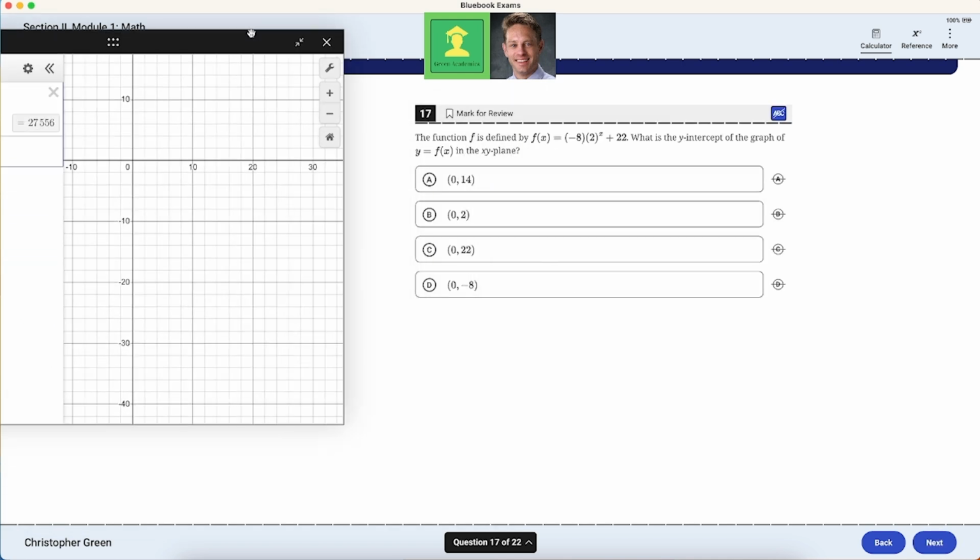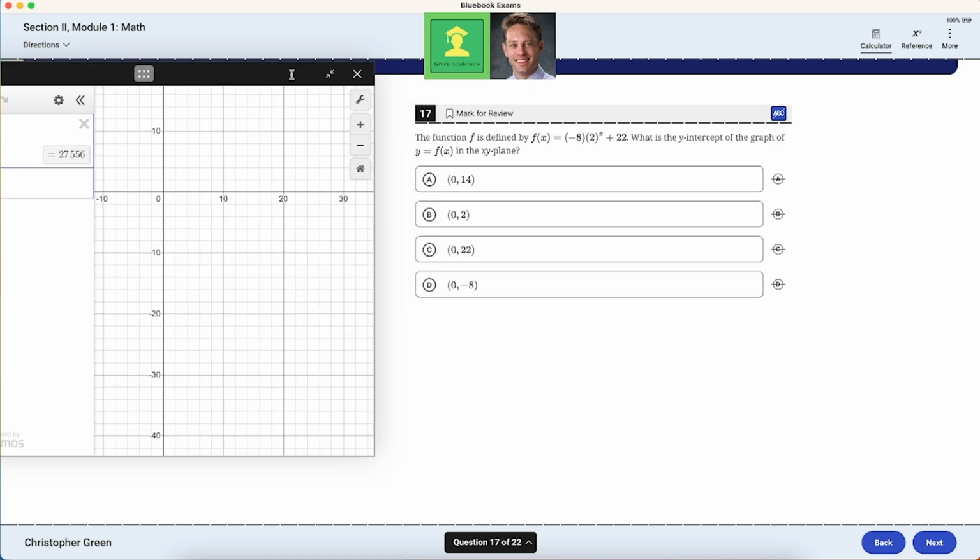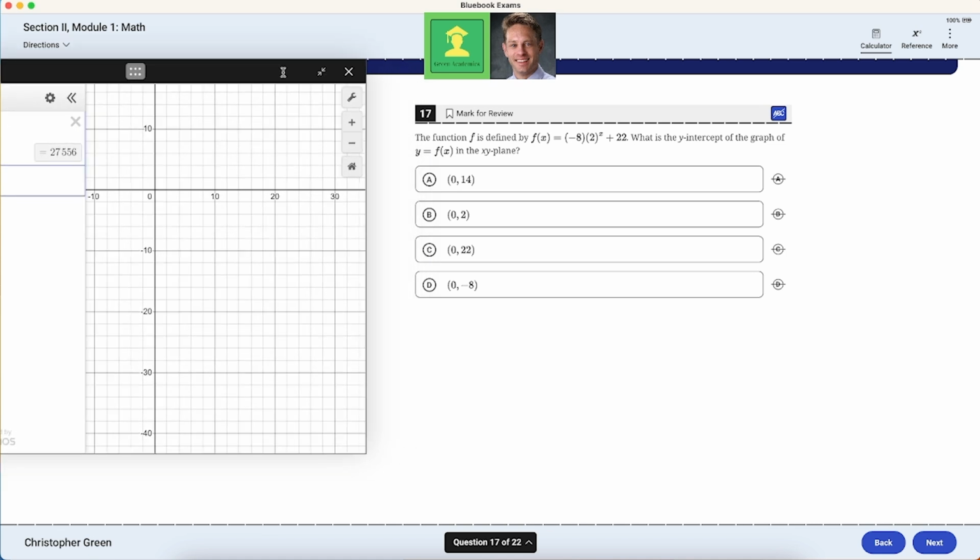The function f is defined as that. What is the y-intercept of the graph of that in the xy plane? Well, the definition of a y-intercept is the thing you get when you plug in 0 as x. Now, according to the order of operations, the exponent applies only to the 2. So 2 to the 0 is 1, times negative 8 is negative 8, and negative 8 plus 22 is 14.